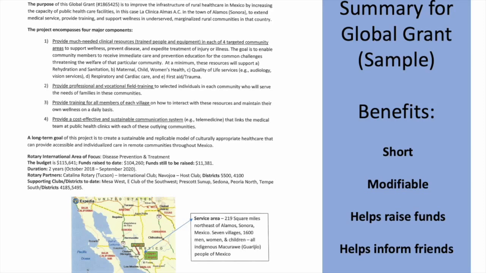So one of the things about this executive summary, it's short, it's modifiable. Each time things change, you can change it. It helps you raise funds. It helps inform your friends. And it's a quick reference. So I suggest that if you do one thing at the very beginning of your grant process, think about creating an executive summary like this.